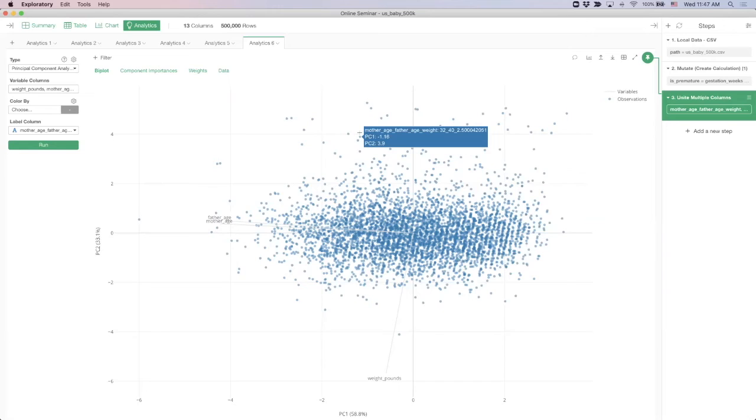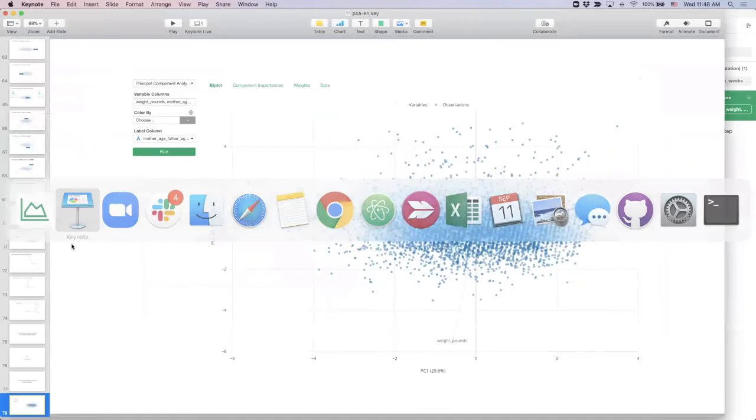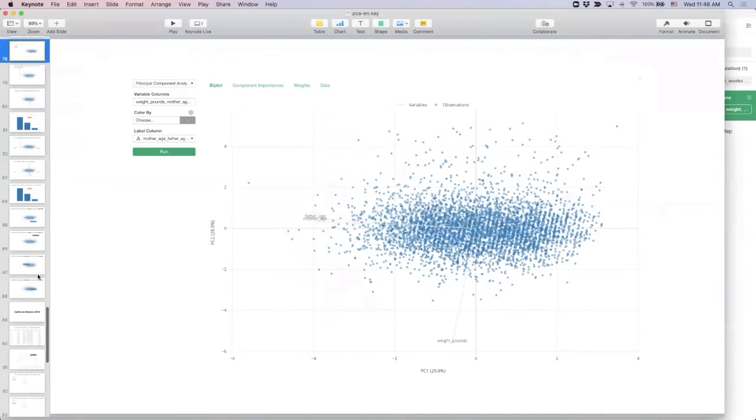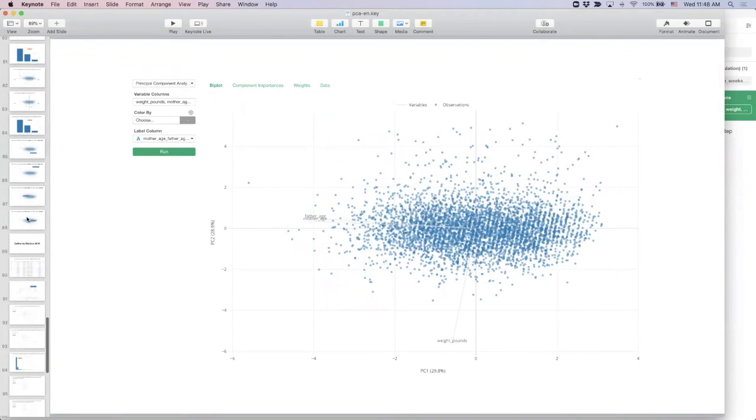So we have 3 variables, 3 columns, but we are using just 2 dimensions to visualize the data and understand the characteristics of the subjects, in this case, the babies. Okay, so that's one thing.